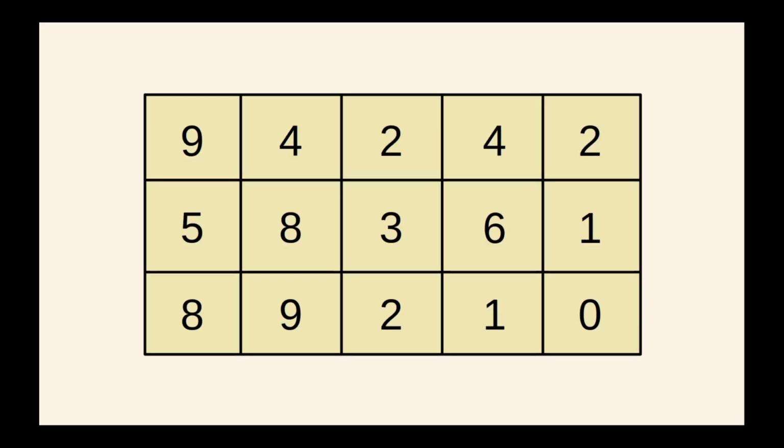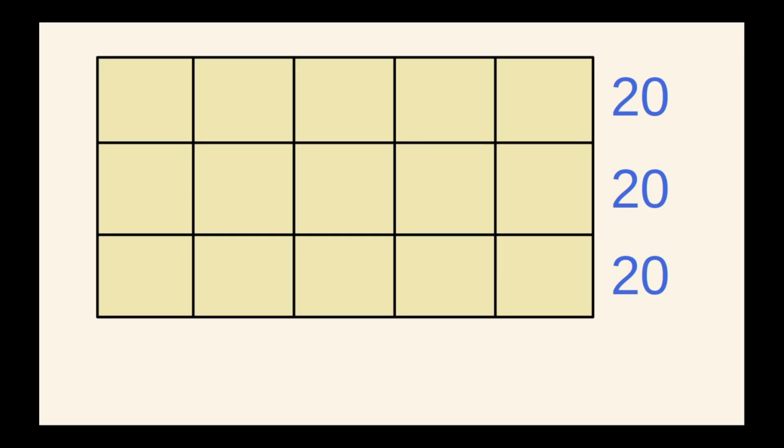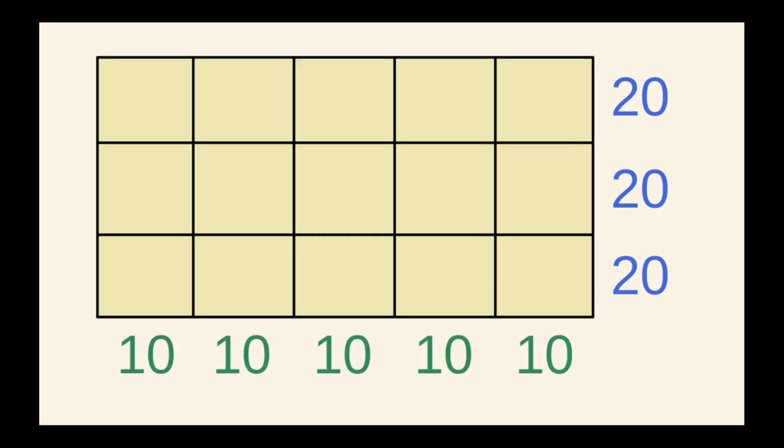Suppose you are given a matrix with 5 columns and 3 rows. The challenge is to fill it with integers from 0 to 9 such that every row adds up to 20 and every column adds up to 10. Take a moment to try this puzzle. I claim that it is impossible to solve this puzzle.